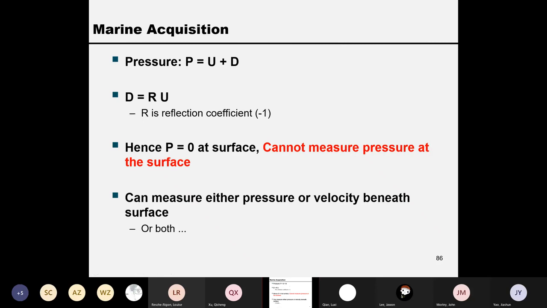The summation is 0. So we cannot put either source or receiver exactly on the surface. We must put the source and the receiver below the water surface. What we are going to discuss in the next few minutes is how the depth of the source or the depth of the receiver from the surface affects your recorded seismic data. That's what we want to see.